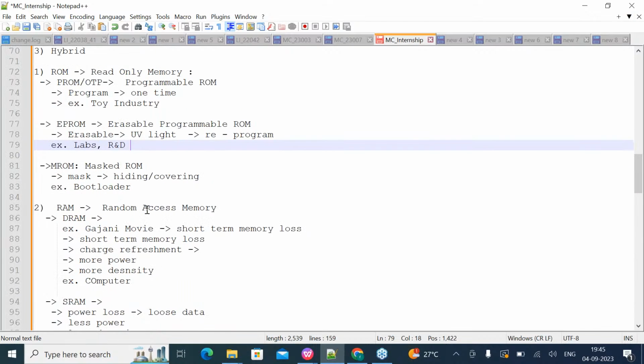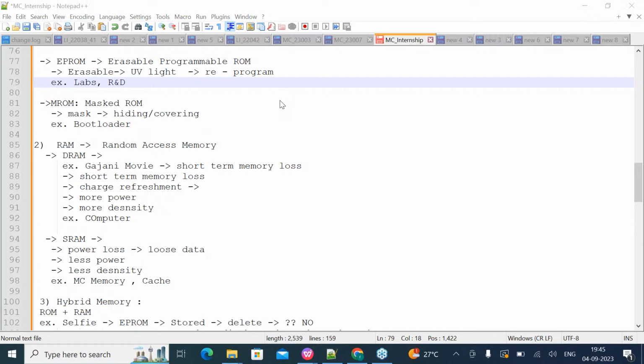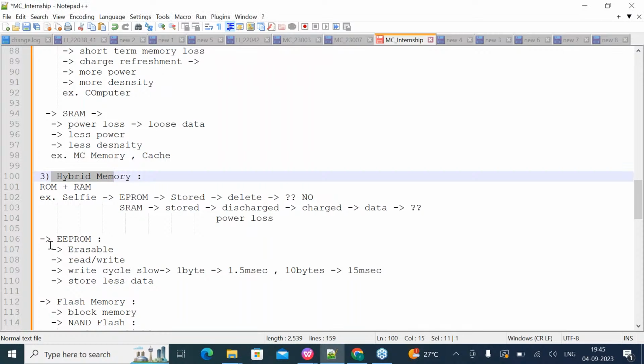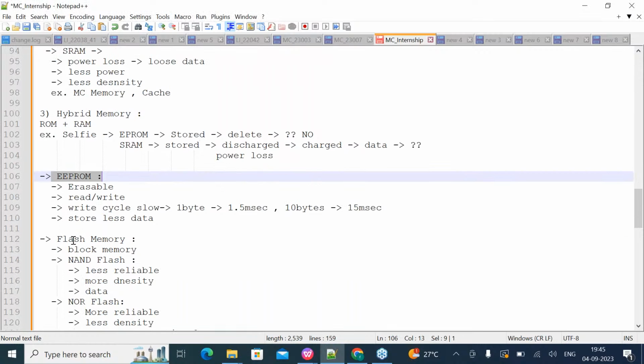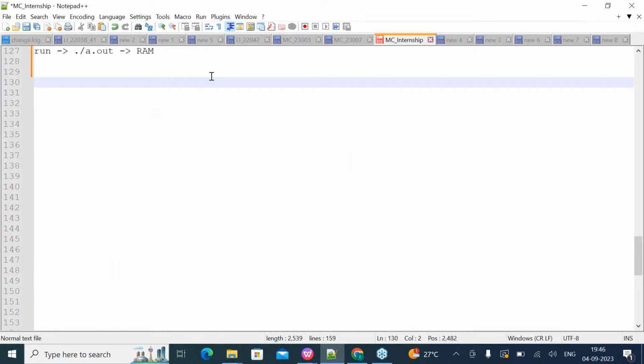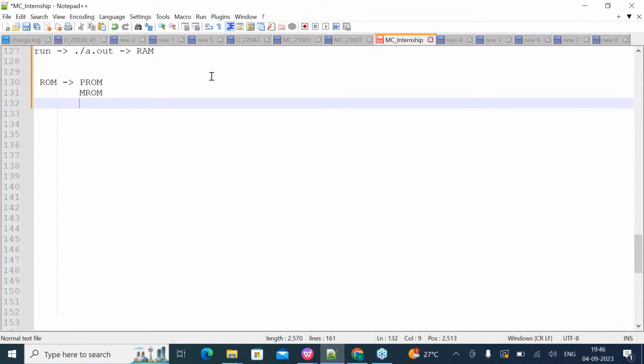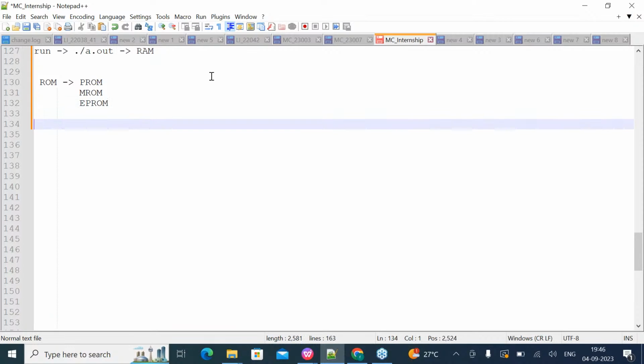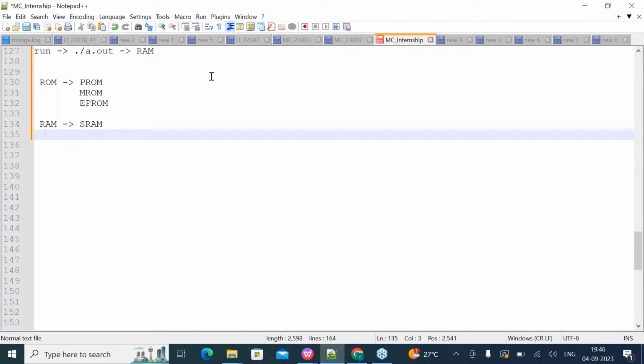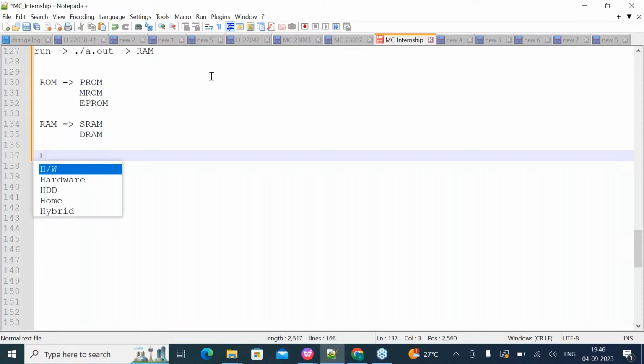Yes, these are under the hybrid memories. Let me note down here. So we discussed the ROM memory, in which we discussed the PROM. Then in this ROM itself, we discussed the mask ROM. Then under this category, we even discussed the EPROM. Then later we started with the RAM memory, and in that RAM we discussed the SRAM, and even the DRAM. Then later we started with the hybrid memory.